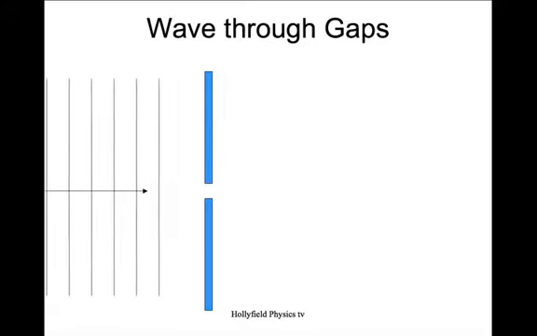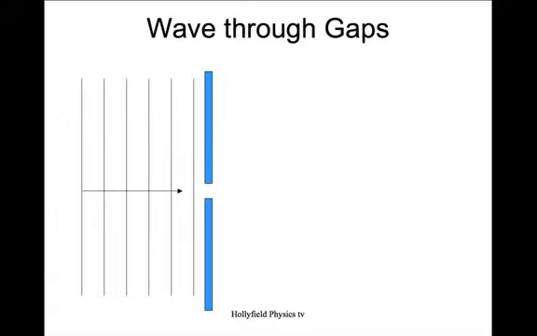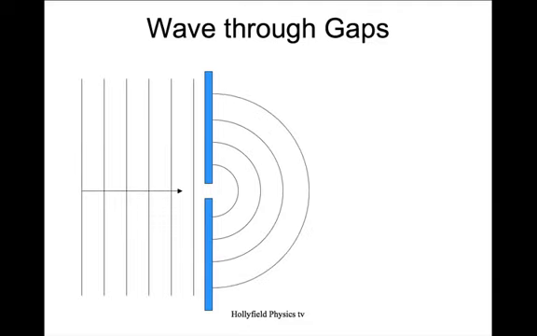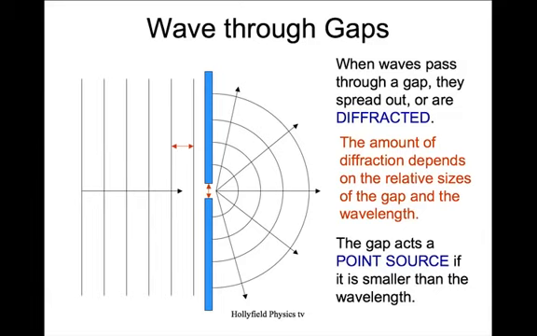Let's have a look at the waves as they travel through gaps. So here we've got some plane wave fronts, and they're going to pass through that small gap. What we find is that the plane wave fronts are turned into circular wave fronts. Waves are spreading out from the gap itself. Now, the amount that they spread out is determined by the relative dimensions of the gap and the wavelength itself. If the gap is smaller than the wavelength, then we'll have perfectly circular wave fronts, all the waves spreading out, and the gap will act as a point source. This spreading out of the waves is called diffraction.